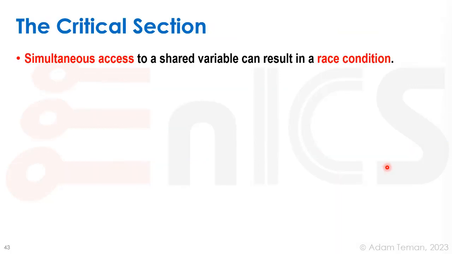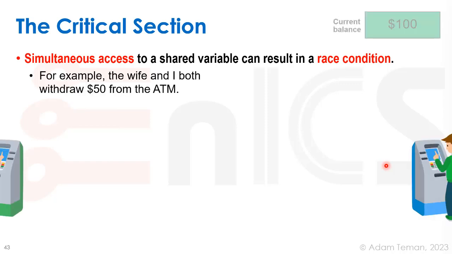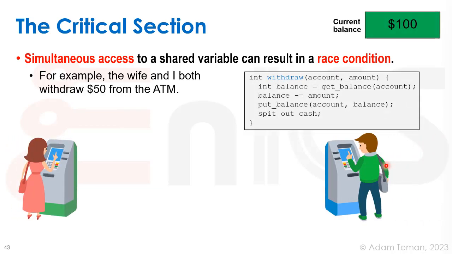And we call this a critical section. Simultaneous access to a shared variable can really result in what we call a race condition. I can give you an example of my wife and me. We both happen to go to the bank at the same time, and we want to pull out money from the ATM.